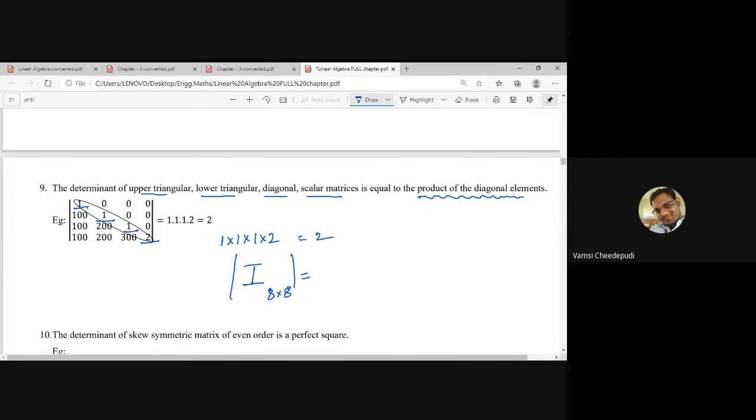Yes, sir. Identity matrix, you can take any order, no problem to me. Can anyone respond? What is the determinant of an identity matrix from this?